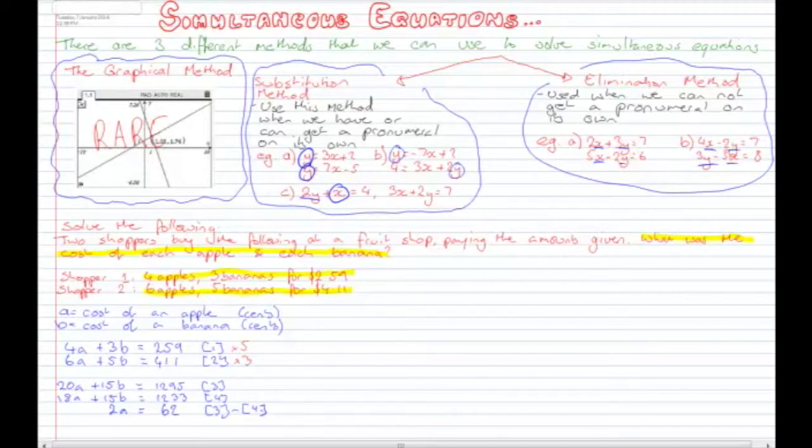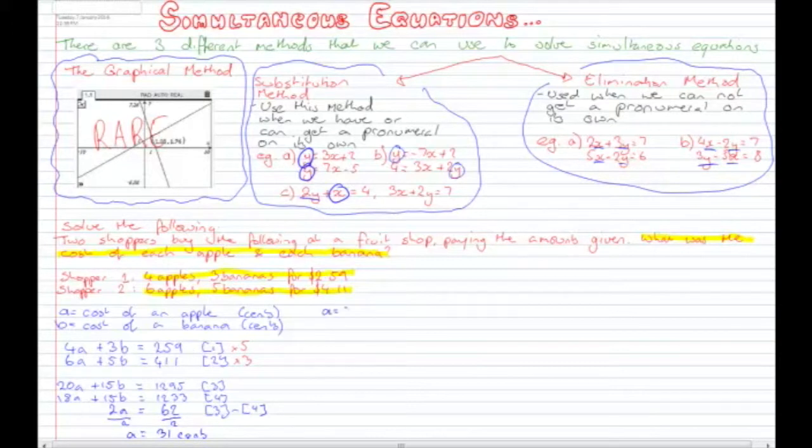If you don't believe me, once again check it on the calculator. Now we have 2A is equal to 62, so of course I divide both sides by 2, leaving me with A is equal to 31 cents. So according to this, an apple will cost 31 cents. Let's look at how much a banana costs now. So what we're going to do now is we're going to substitute A equals 31 into either equation. Let's just choose equation 1 to make life easy.